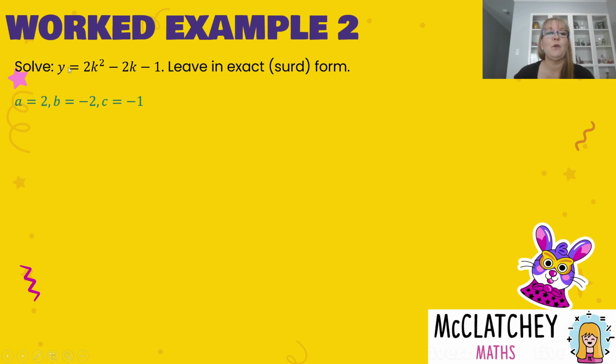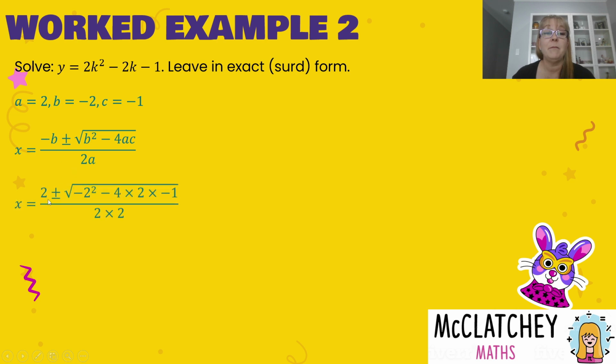Okay, so first of all, I'm going to find my variables for the formula. A is the coefficient of k squared, B is the coefficient of k, and C is the constant. Now I'm going to put that into the formula, and this is where we need to be careful because we've got negatives and positives. B goes out the front. It's a negative number. Negative negative makes a positive.